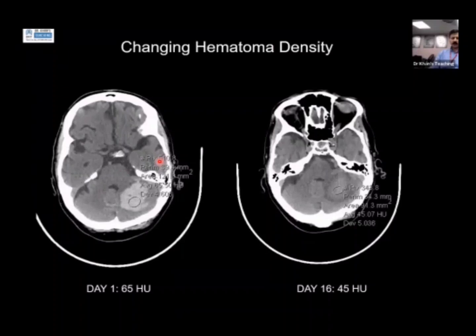congealed bleed in the brain has a density which is anywhere between 56 to 76, or at times slightly more than that. So it is 56 or more. Each day, the density decreases by about 1.5 Hounsfield unit. And this is an example where there is cerebral hemorrhage. The density on day 1 is 65, and on day 16, it is 45. And if you see here, now the hematoma is isodense to the parenchyma.